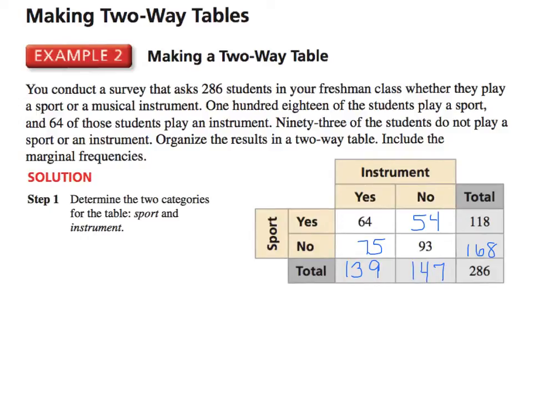So a two-way table is fairly easy to set up. You take the information. The hardest part is just determining what your categories are and what columns and rows I should put. Once you do that, it's fairly easy. Once again, each of these numbers inside are joint frequencies. All of these numbers, the totals, represent the marginal frequencies.